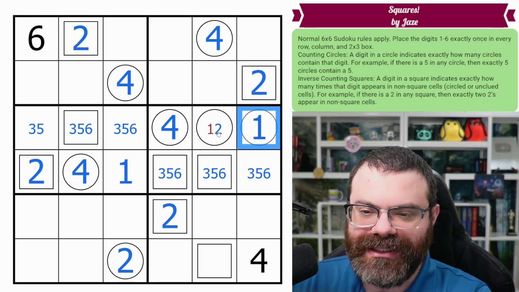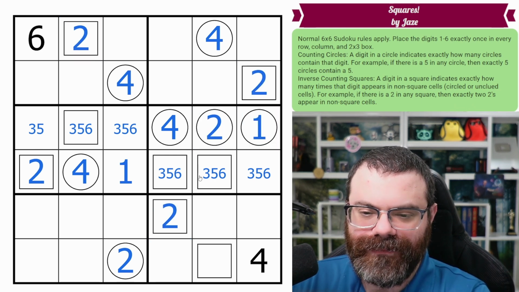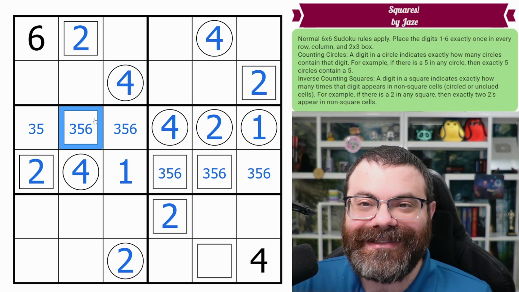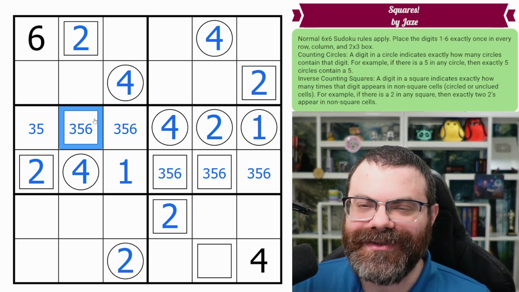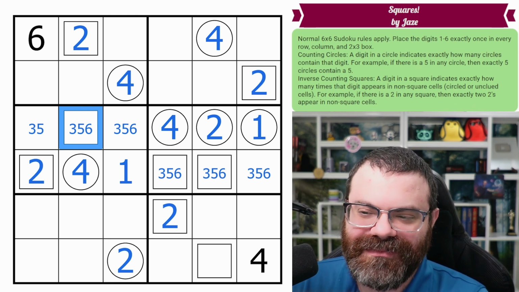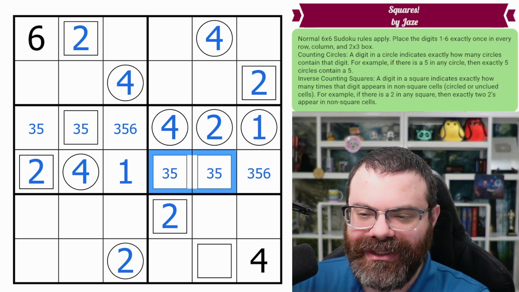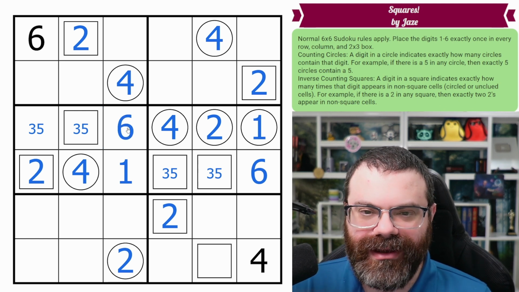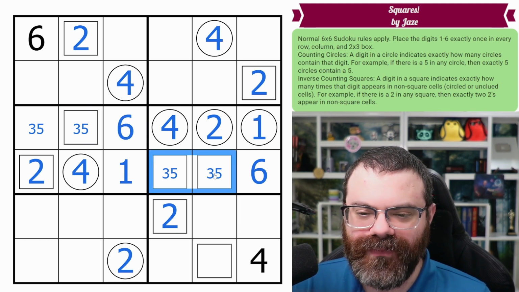These are all 2s. That's a 1 and a 2. Okay, we can never have a 6 in a square because a 6 in a square is saying that there are now 6 6s not in squares, but one of them is definitely in a square because we just put it there. So we can't put a 6 here or here. So this ends up a 6. That ends up a 6.